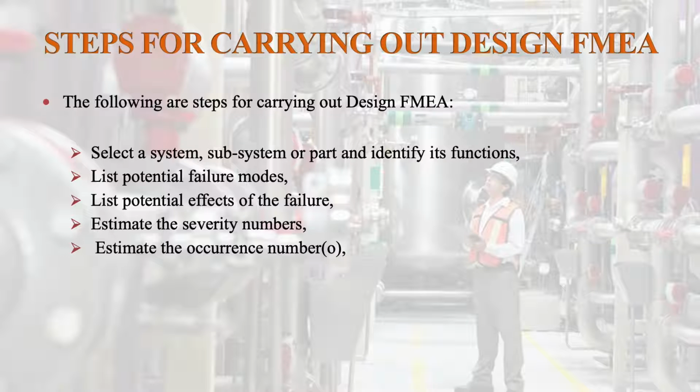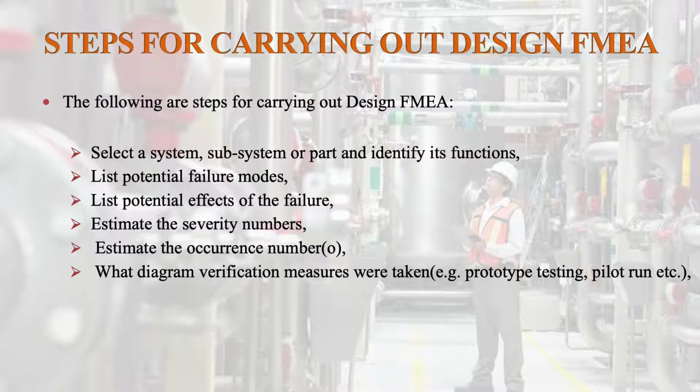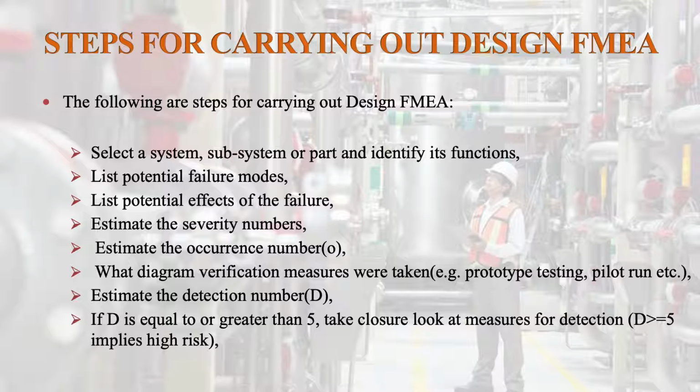Estimate the occurrence number. What design verification measures were taken, for example prototype testing or pilot run test. Estimate the detection number. If D is equal to or greater than 5, take a closer look at measures for detection. If D is greater than or equal to 5, it implies high risk. Compute the RPN number. So these are the various steps required for carrying out design FMEA analysis.